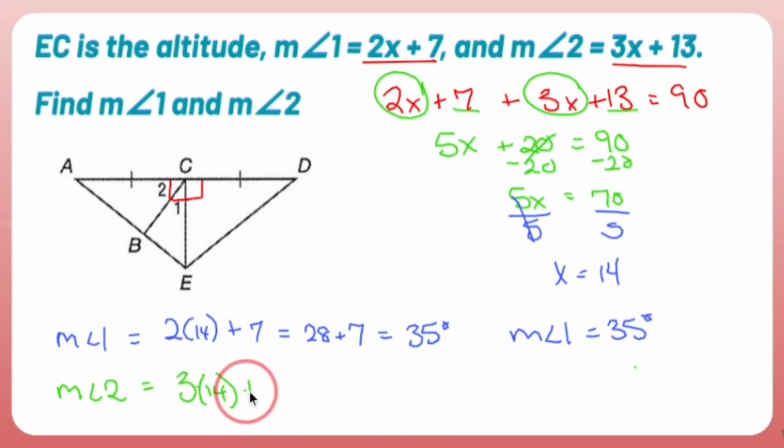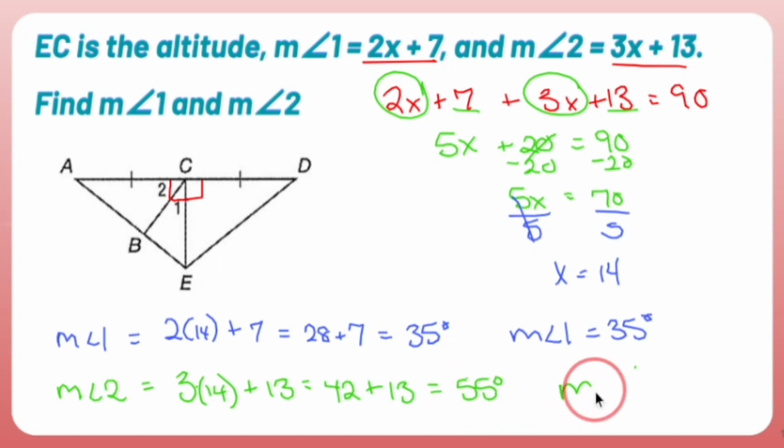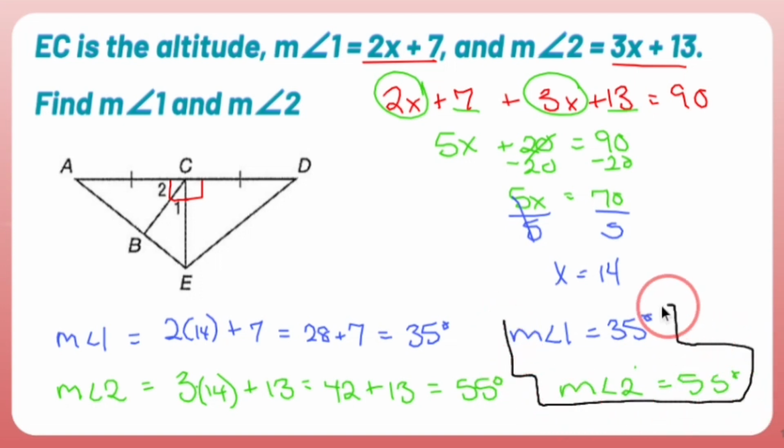So 3 times 14 plus 13. 3 times 14 is 42. 42 plus 13 is 55 degrees. So the measure of angle 2 is 55 degrees. These are my two answers, and this makes sense. If I were to add these together, 55 plus 35, I get 90 degrees, which is what angle 1 plus angle 2 is supposed to be. All right? So that's altitudes for you. Fun, fun, fun.